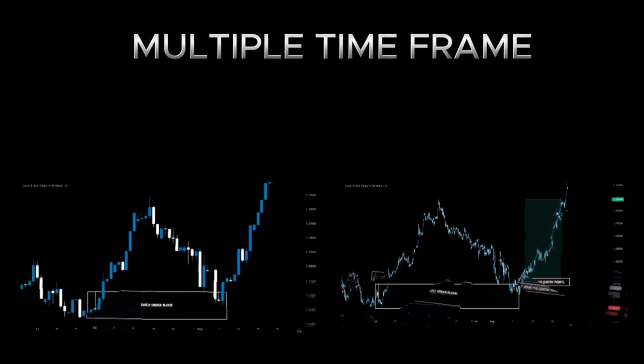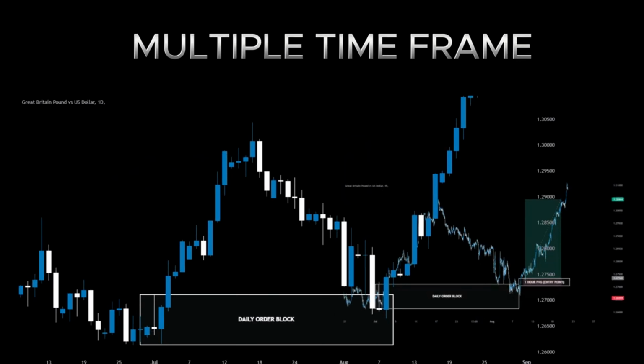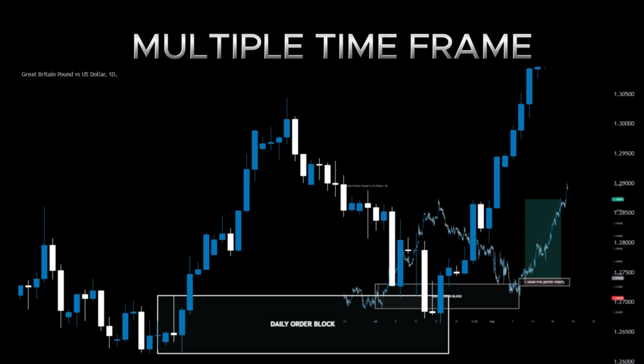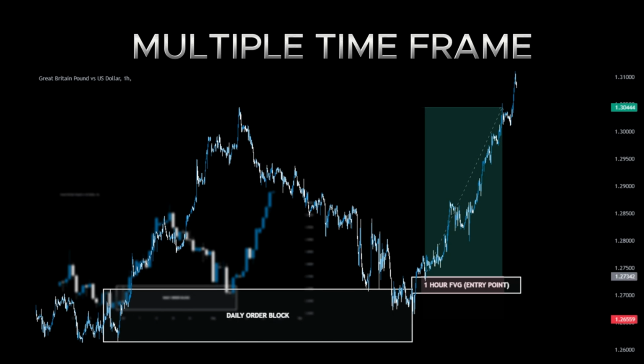As you become more comfortable with these concepts, there are advanced techniques you can use to enhance your trading strategy. One such technique is using multiple time frames to confirm your trades. For instance, you might identify a fair value gap or order block on a higher time frame, such as the daily chart, and then drill down to a lower time frame, like the 1-hour chart, to fine-tune your entry.